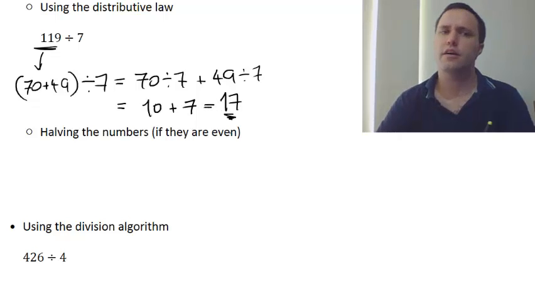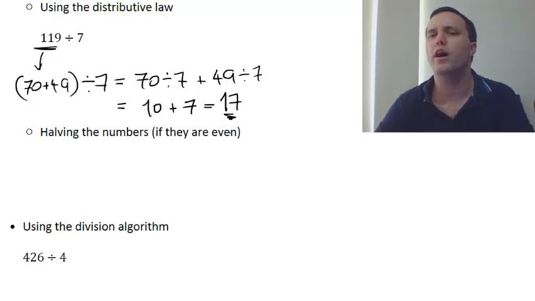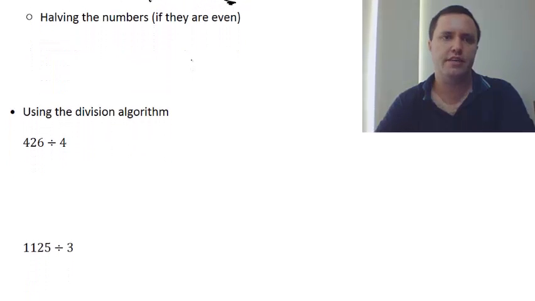Okay, so that's a pretty tricky one. You're going to have to be able to sort of rip numbers apart and know what they're dividing, know whether they're proper divisors and stuff. So see how you go with that one. Alright, halving the numbers if they are even.